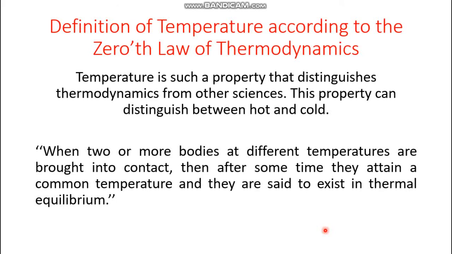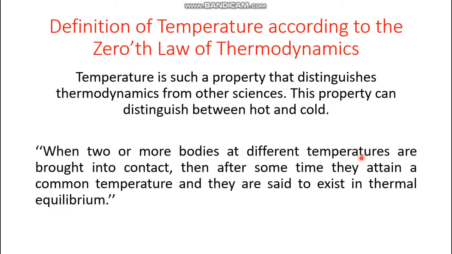Okay, so what is the definition? The definition is: when two or more bodies at different temperatures are brought into contact, then after some time they attain a common temperature and they are said to exist in thermal equilibrium. I repeat it, when two or more bodies at different temperatures. So we have two bodies which do not have the same temperature.